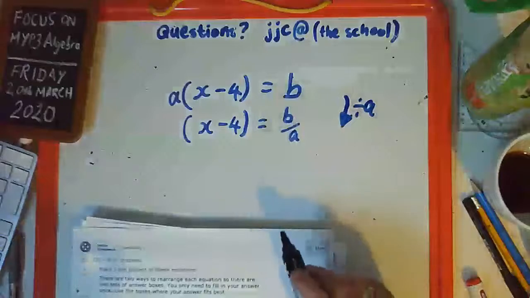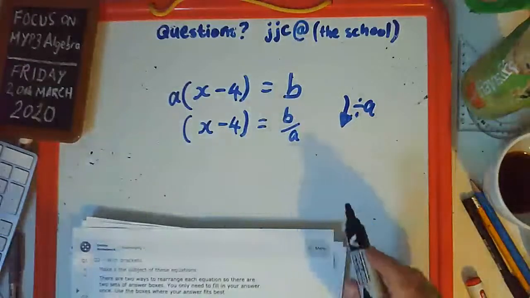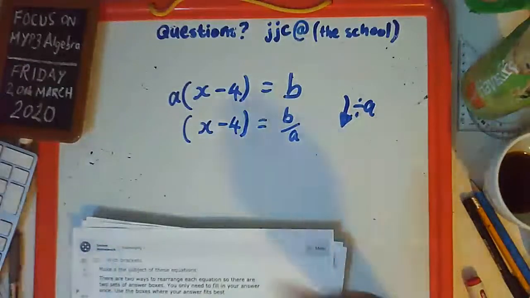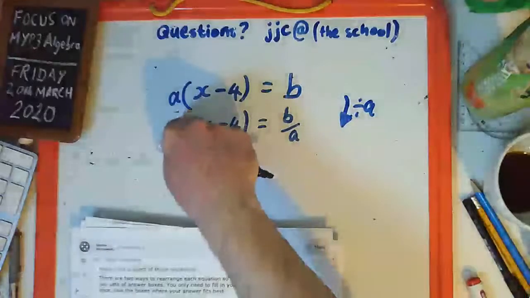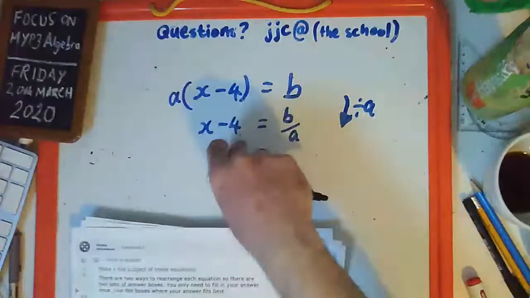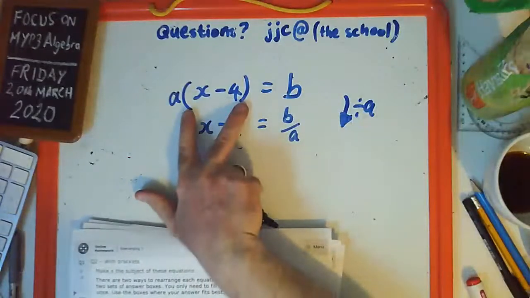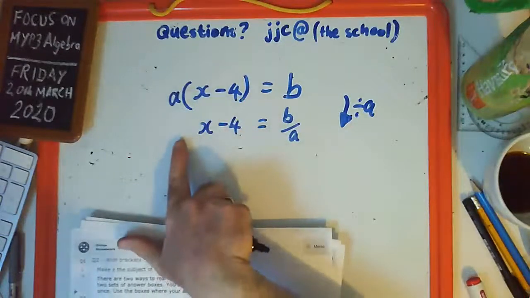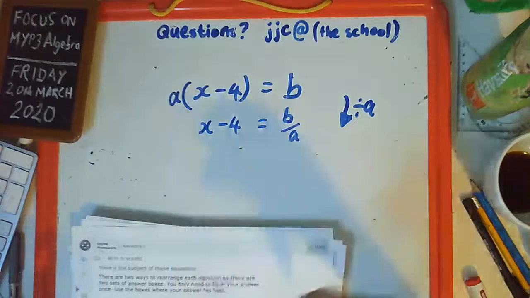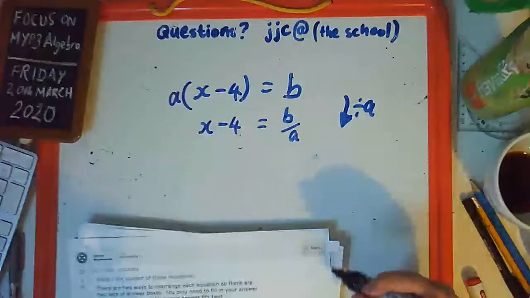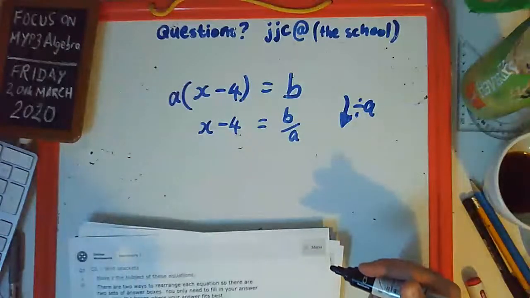So x minus 4 equals b over a. Now actually I don't really need those brackets there at this stage. I needed them before to show that the a was being multiplied by everything in the brackets, but now that I've got rid of the a, I can just write that without the brackets. So x minus 4 equals b over a.